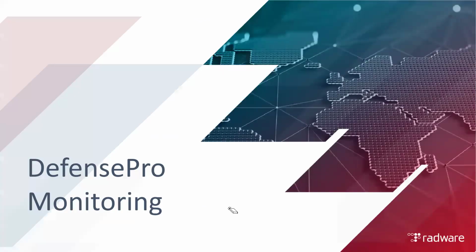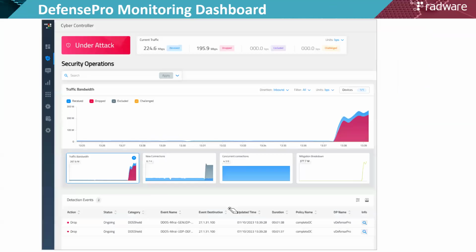For DefensePro monitoring, if you are under attack and it is detected by signature protection, it will show you DoS Shield or the application security signatures by which it is being detected. So if it is detected by signature protection, you will find this information and it would be shown as under attack.